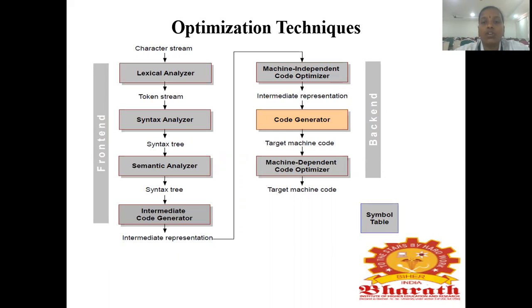The next one is the code generator. Whatever variables, symbols or data types you give as input are automatically converted by the code generator into binary format or assembly language. Next is the machine dependent code optimizer. So what is dependent? These optimizations can depend on the particular machine. That is the machine dependent code optimizer.